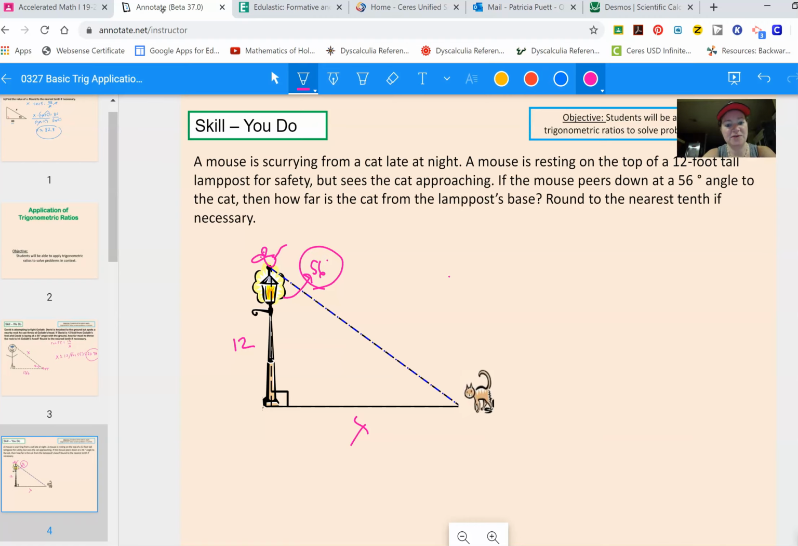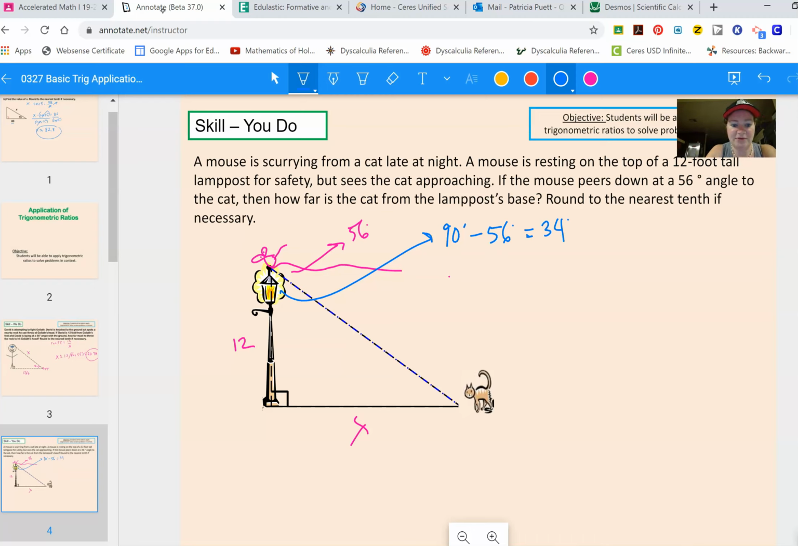The 56 is actually not going to go right here. It's going to be your angle of depression. Yes, the mouse is peering down, but you're basically given an angle of depression. So this angle right here is going to be 56 degrees. That's your angle of depression. To figure out this angle right here, you have to do 90 minus 56. So this angle is going to be 90 degrees minus 56 degrees, and that's going to give you 34.